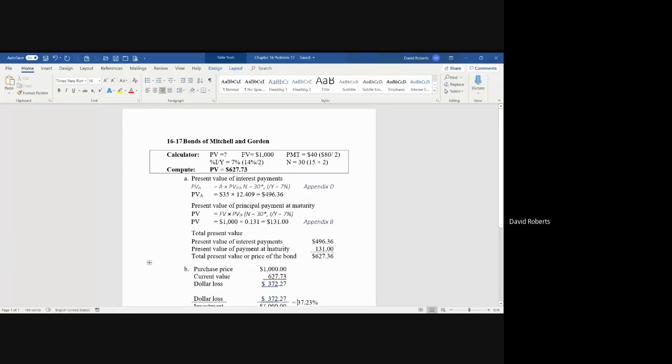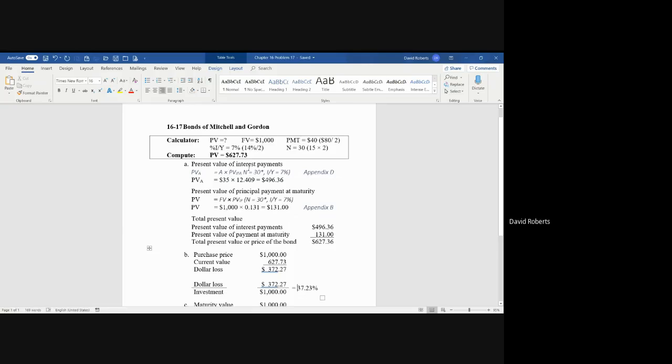Chapter 16, Problem 17, Bonds. Again, in this case, a slight difference from the previous examples. By now, you should know how to calculate, and if you want to listen to previous recordings, how to calculate the present value of the bond of $627.73.